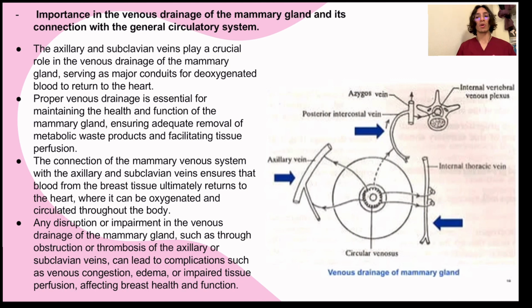Any disruption or impairment in the venous drainage of the mammary gland, such as through obstruction or thrombosis of the axillary or subclavian veins, can lead to complications such as venous congestion, edema, or impaired tissue perfusion affecting breast health and function.